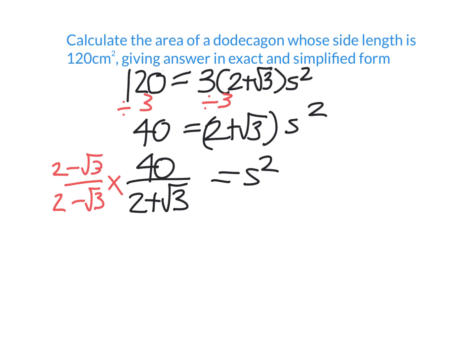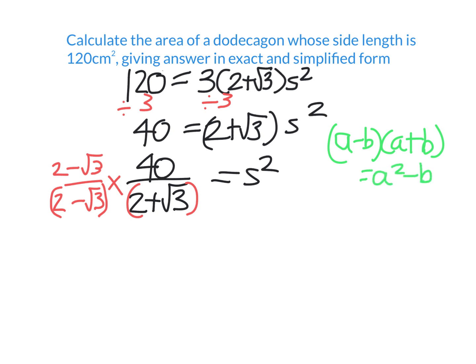And you might be thinking, well, how does that help? You see, when I expand this, when I do this times this, I can use the difference of two squares. Hopefully you know difference of two squares: if you have a minus b and a plus b, you've got the same thing in each bracket, but a different sign. You just square the first and square the second.